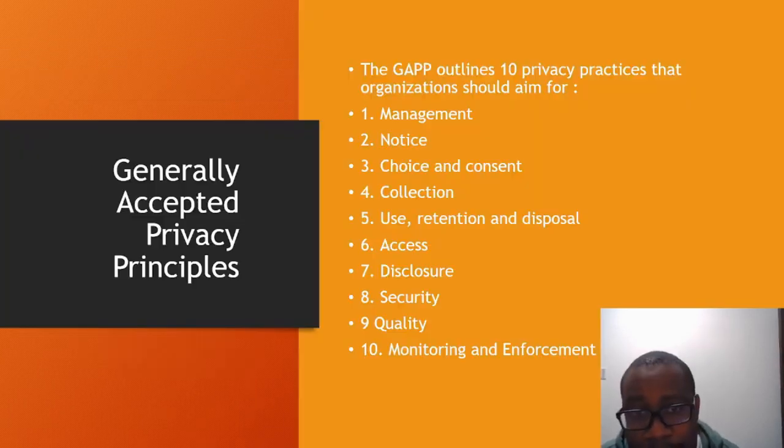And then we're going to go into GAP. This is pretty much basic outlines of privacy practices that every organization should aim for. And these are pretty much straightforward. Number 1, management. Number 2, notice. 3, choice and consent. 4, collection. 5, use, retention, and disposal. 6, access. 7, disclosure. 8, security. 9, quality. And 10, monitoring and enforcement.